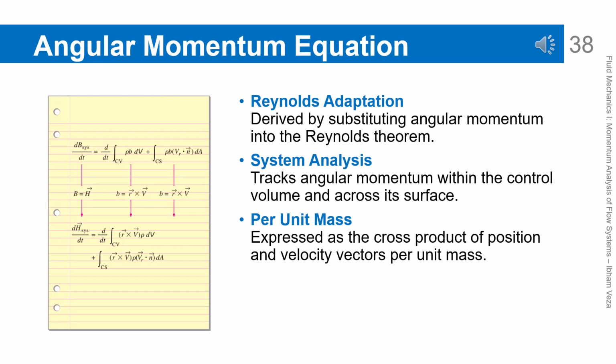Angular momentum equation. The angular momentum equation is derived by applying the Reynolds transport theorem to angular momentum in a control volume. In per unit mass form, angular momentum is expressed as the cross product of the position vector and the velocity vector. This equation relates the net torque to the rate of change of angular momentum in a control volume. This form is very useful for analyzing rotating machines and flows with rotational effects. It is the rotational analog of the linear momentum equation.